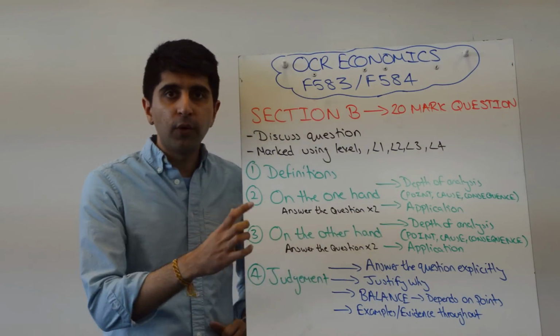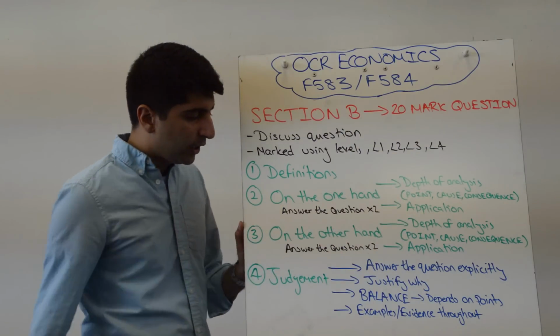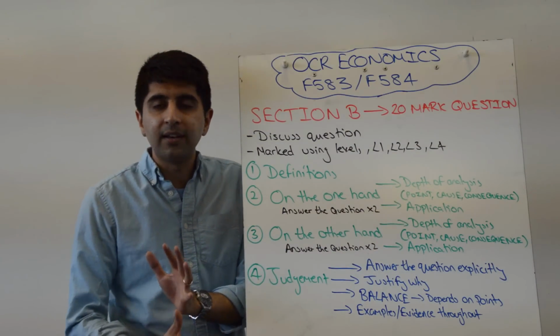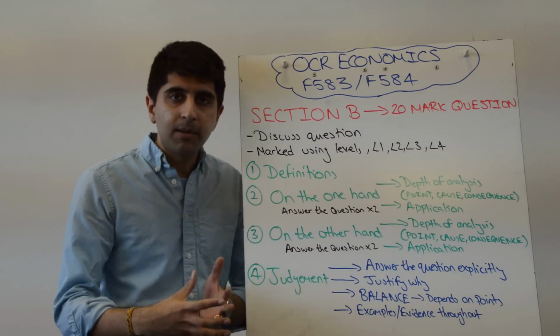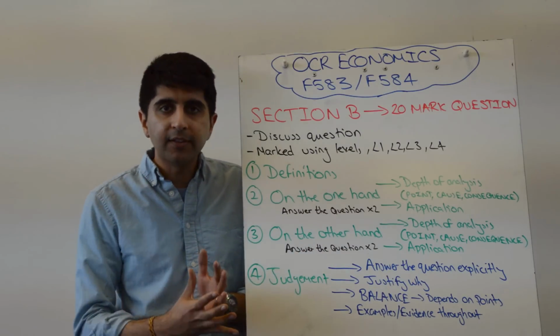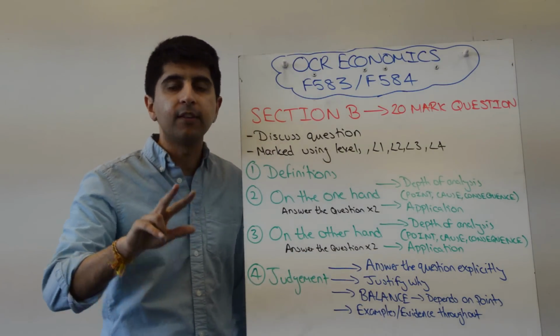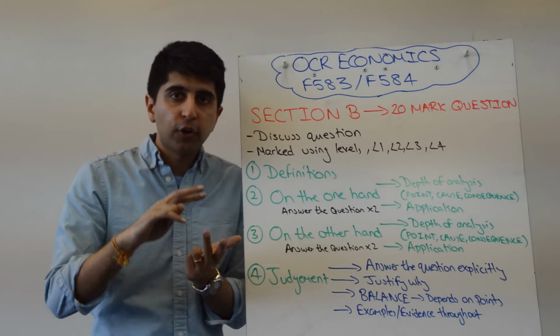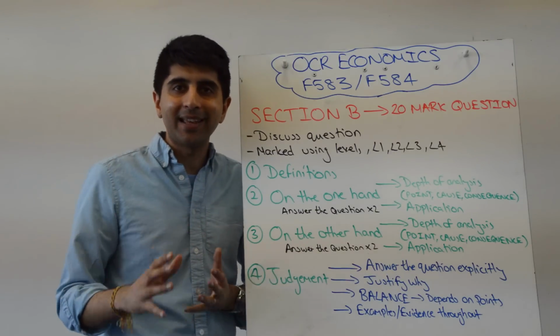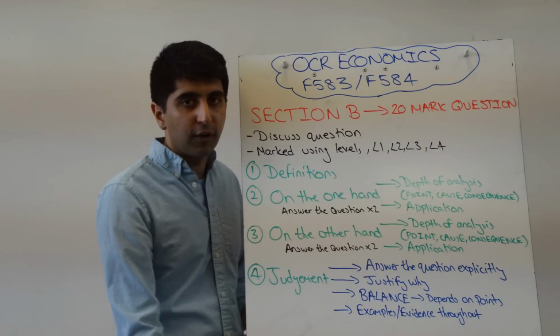Once you've made 2 on the one hand points done in detail, you then need to go on the other hand. On the other hand, talk about some limitations to the theory. Talk about the other side of the argument, basically. And you're looking again at making 2 points. Those points need to be point, cause, consequence. Serious detail again, the same kind of technique as what you've done on the one hand.